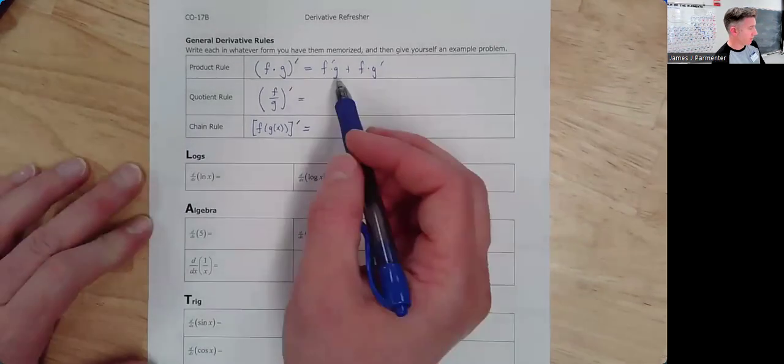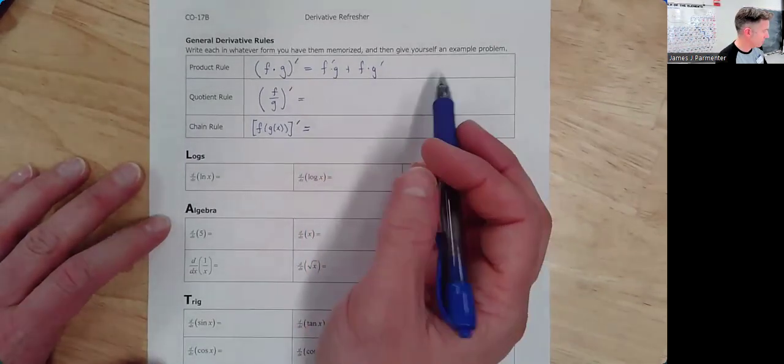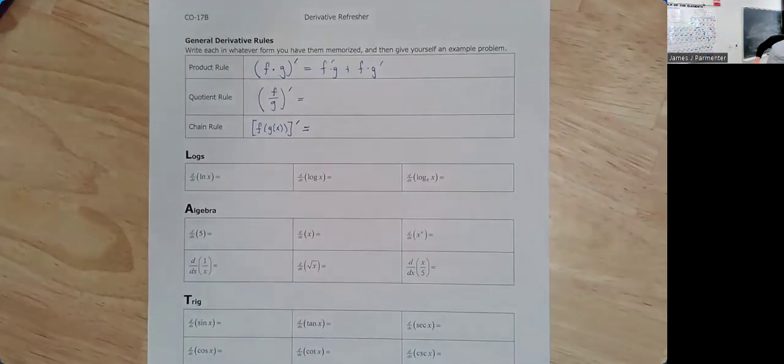You can also change the order, right? You write it as f prime g plus g prime f. Really, there's lots of ways you can write this. Let's put this over here.